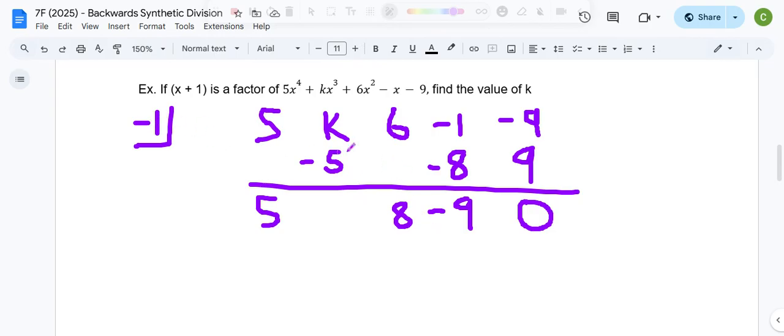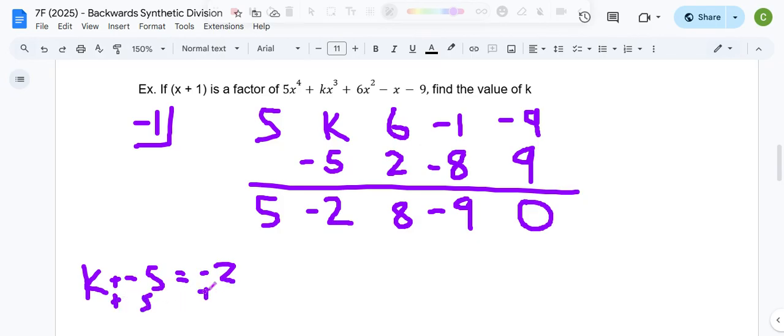So 8, so we have 8 here. So we know 6 plus this number has to equal 8, so we'll go 8 minus 6 here. This has got to be 2. All right, and we'll take this number here and divide it by the box. So 2 divided by negative 1 is negative 2. Okay, and so now that we know that k plus negative 5 is equal to negative 2, we plus 5. Negative 2 plus 5, so our k value is going to equal 3.